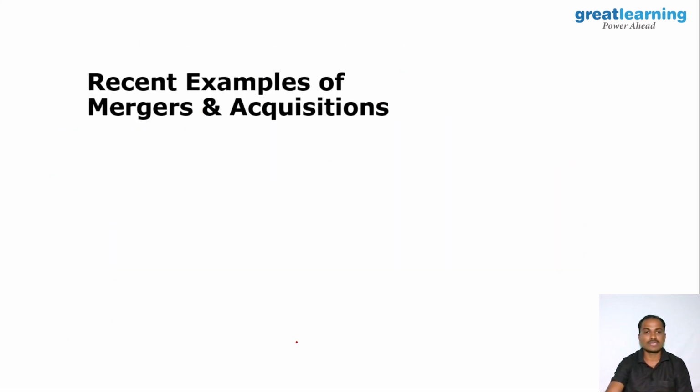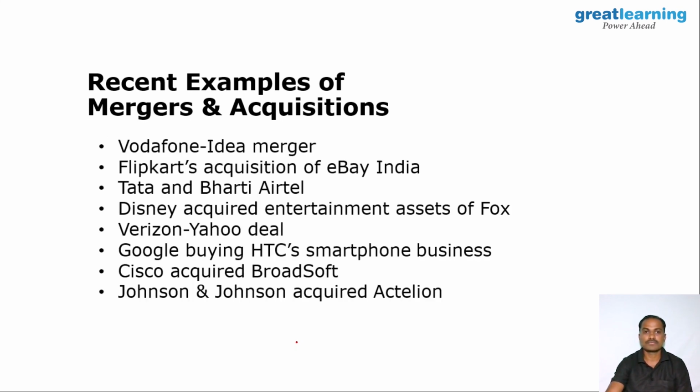Let's quickly have a look at some examples of mergers and acquisitions. Vodafone Idea merger, Flipkart's acquisition of eBay India, Tata and Bharti Airtel, Disney acquired entertainment assets of Fox, Verizon Yahoo deal, Google buying HTC's smartphone business, Cisco acquired Broadsoft, Johnson & Johnson acquisition of Acleon. So these are some of the examples of mergers and acquisitions.